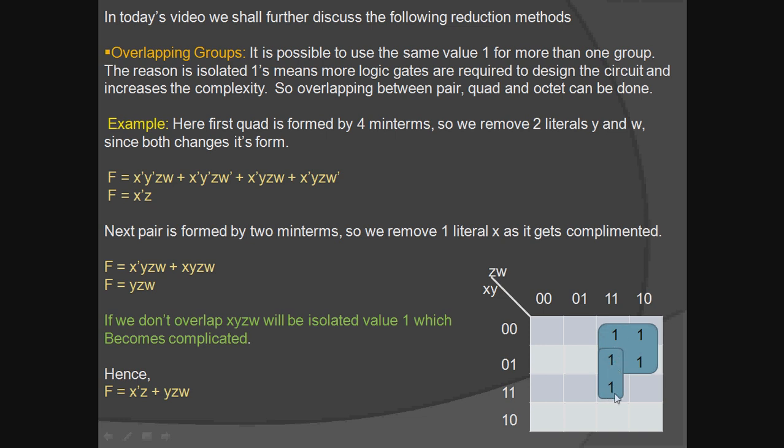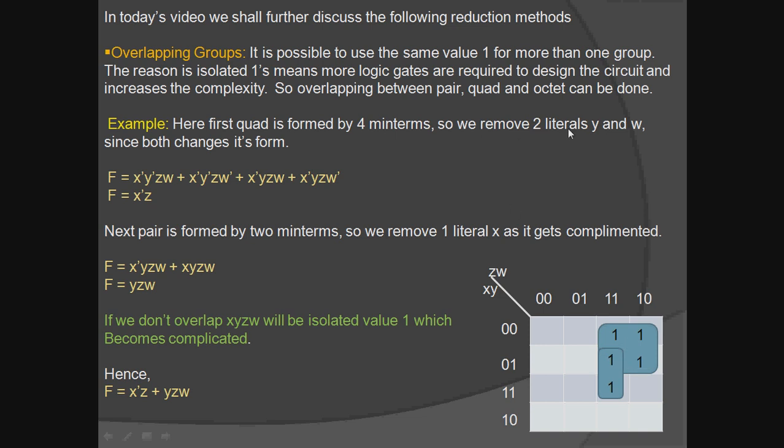So this is a pair. As you can see in this diagram, this particular one value, or this 0 1 1 1 area, is shared by this quad and this pair also, so that is called overlapping. If it is not overlapping, we'll come to the example here. The first quad is formed by 4 minterms, that is this minterm, this minterm, this minterm, and this minterm, right?